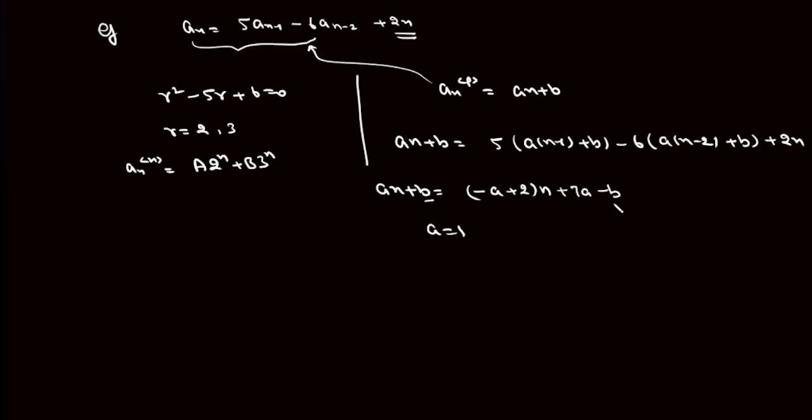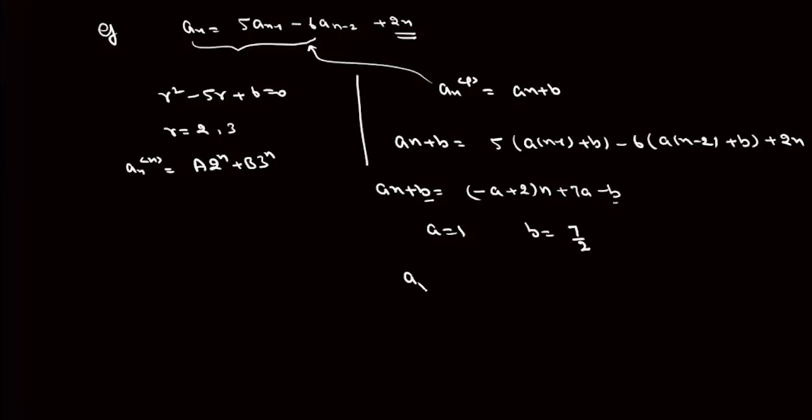Now we'll get a as 1. And if we compare the constant part, it'll be 2b = 7a. So b will be simply 7/2. So its particular solution will be n + 7/2. So the general solution to this equation is a·2^n + b·3^n + n + 7/2. And if you are given initial values, you can find the value of these constants a and b. Let us take another example.